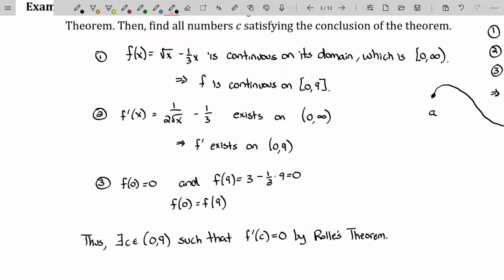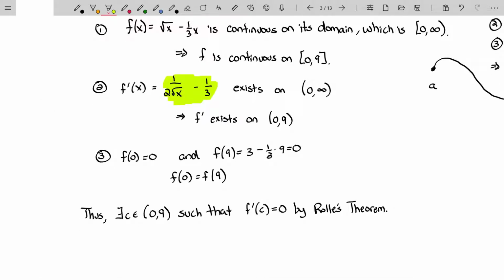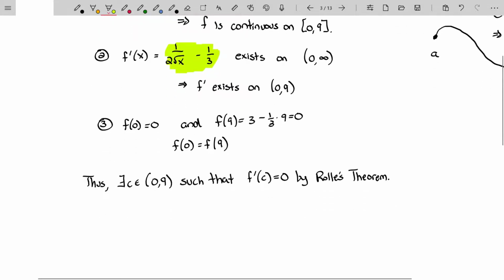All right, so let's go ahead and find that value of c. What is the value of c such that this function's derivative at c is going to be 0? Well, luckily we took the derivative. It's right there. So I'm just going to insert c and set it equal to 0. So I'm going to solve, zoom in a little bit.